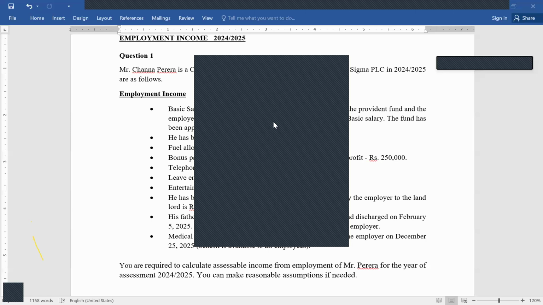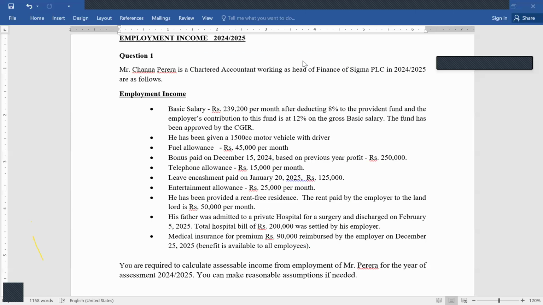Housing benefit, 32.5. 260 multiplied by 12.5, 32.5. Is it okay? All others are okay? 50K versus 32.5, whichever is lower. Actually, we have given the lower amount to be used.